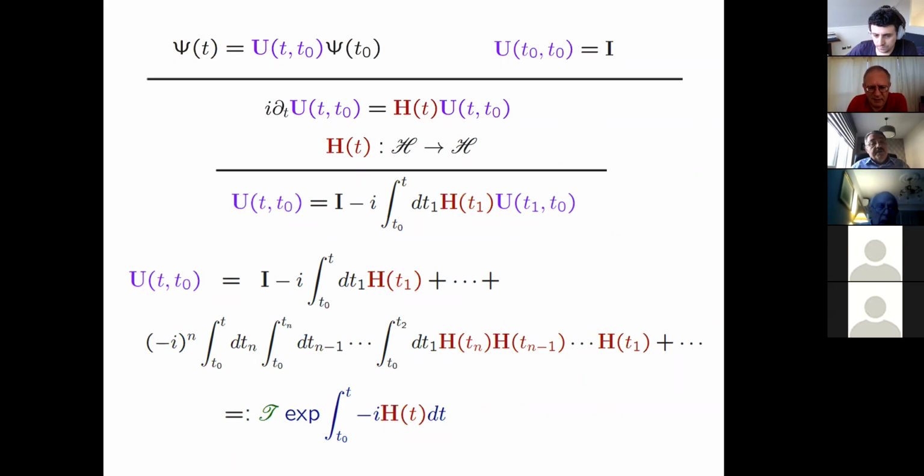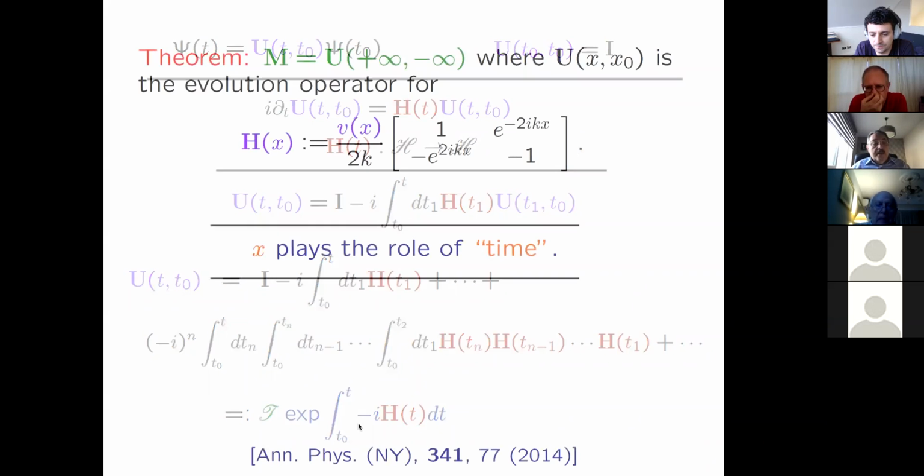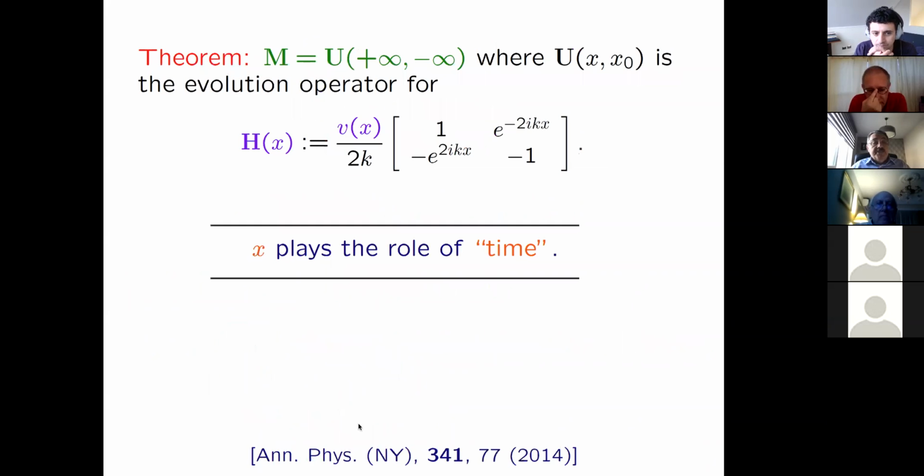What you can do, you can use the Schrödinger equation satisfied by the evolution operator, write it as an integral equation, and then use this equation for getting t0 here and repeat. This way you get this Dyson series, which turns out to be a time-ordered exponential of this operator. So the connection between evolution operator and transfer matrix is given by this theorem.